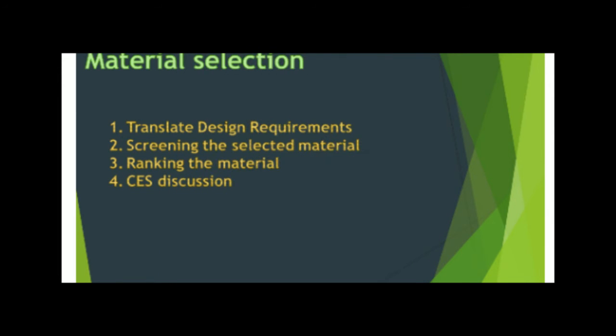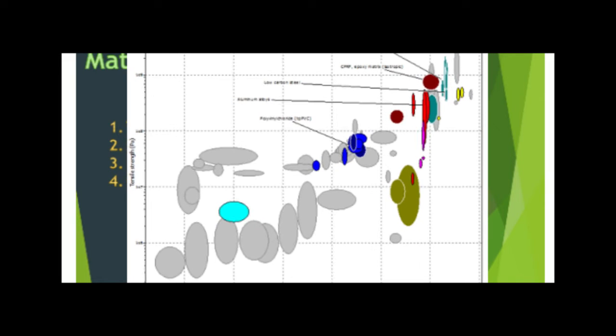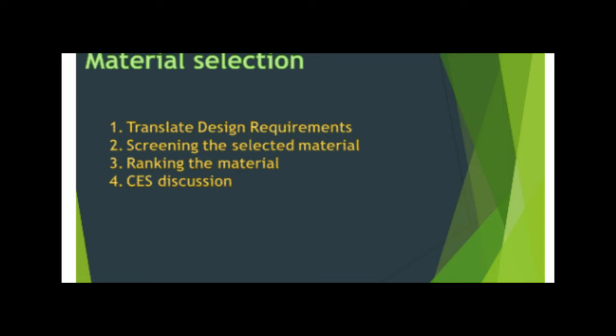For CES, we made a bubble chart of tensile strength and Young's modulus. As you can see in the result, we prefer to use low carbon steel or mild steel based on the tensile strength and Young's modulus to fulfill the material criteria for our product.